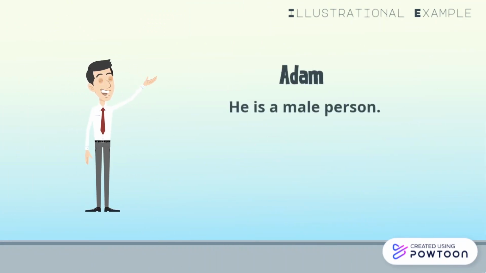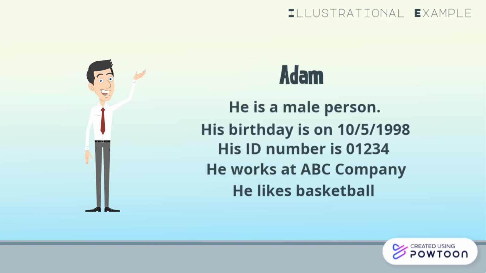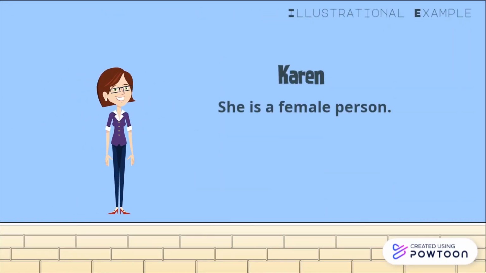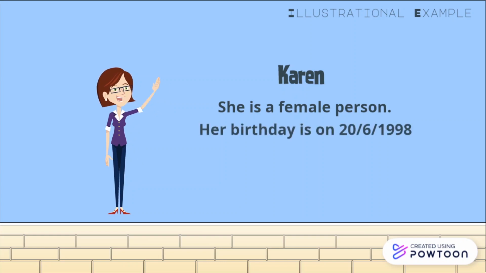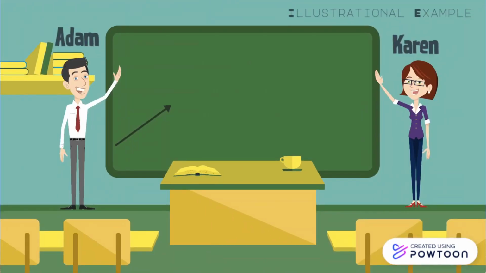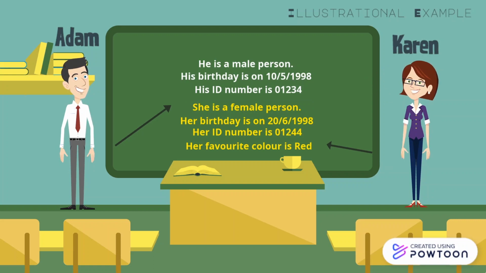Meet Adam. He is a male person. Obviously. He has his own birth date, his ID number, his working place name, and his interest. Next is Karen. She is a female person and also has her own identity, which has birth date, ID number, and now she has her favorite color instead. So let's compare to see each other's attributes. We notice that both of them have their own gender, birth date, and ID number.